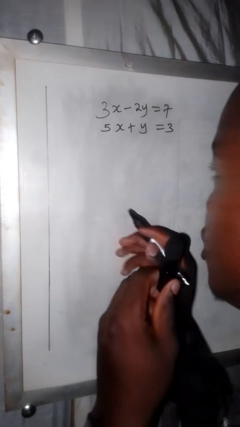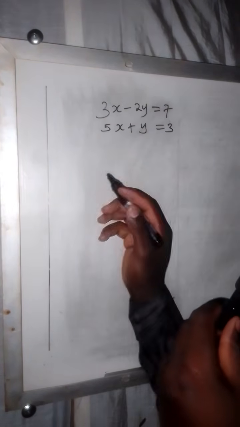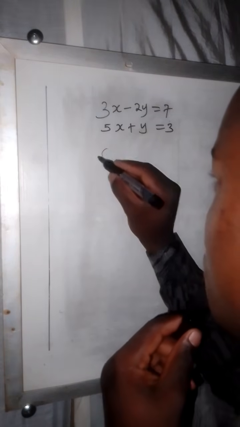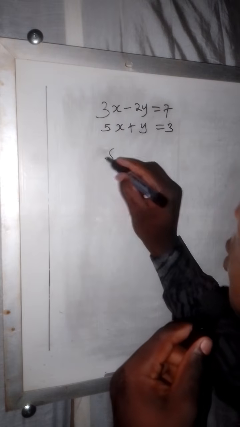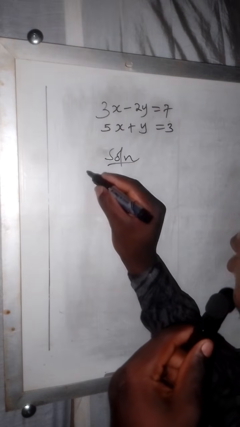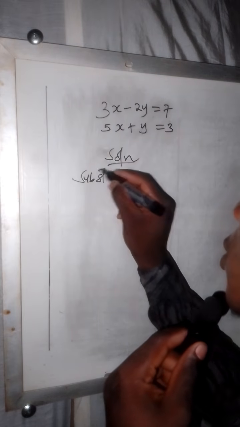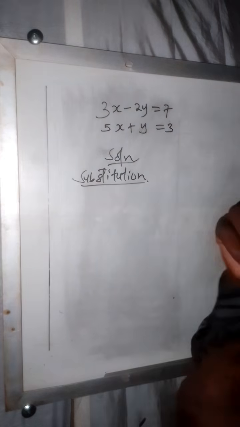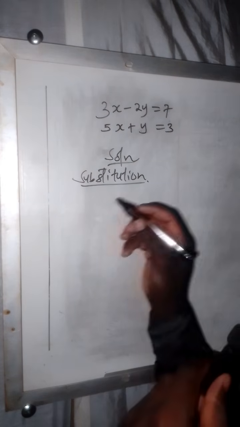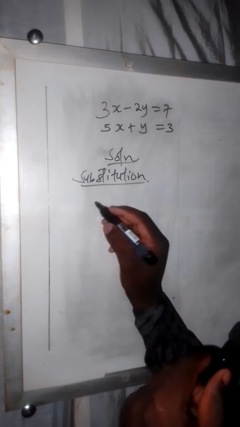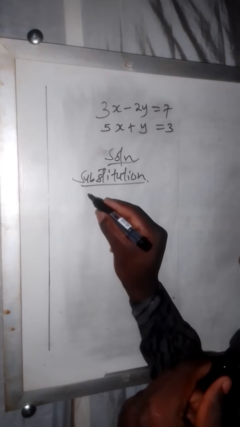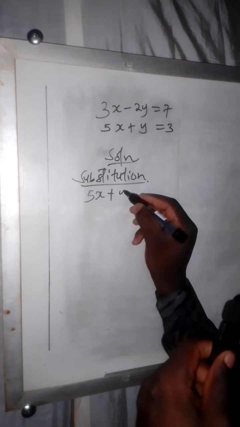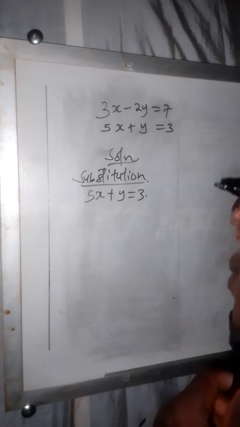To solve this simultaneous equation for x and y, let's use substitution. So for substitution, we can choose the second equation, where we have 5x plus y is equal to 3.